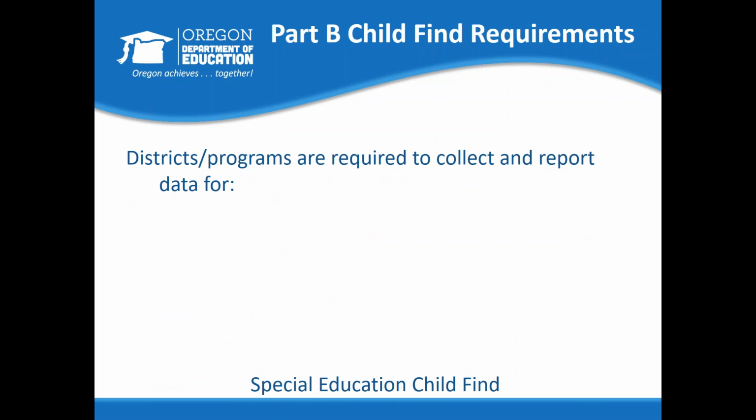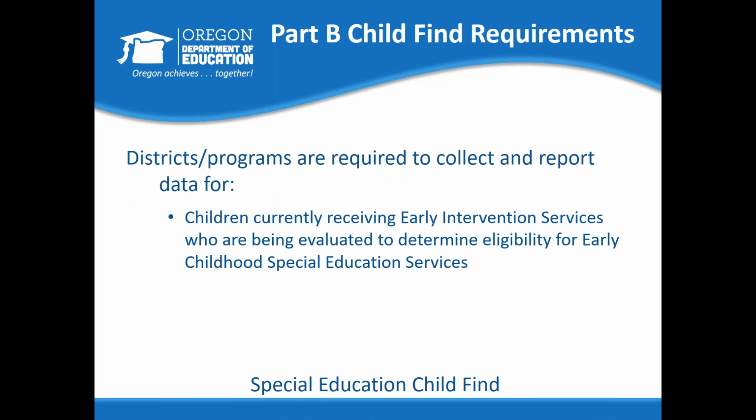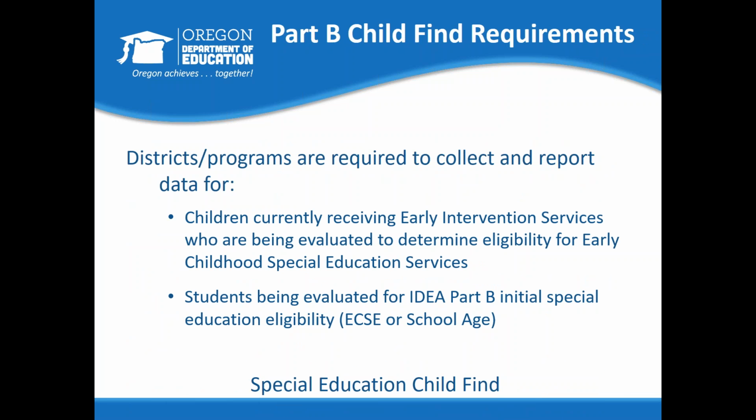So, Part B Child Find requirements. Part B is ECSE and school age. When students are receiving ECSE services and are initially evaluated for ECSE at the age of 3, they are reported on this collection. When students in ECSE are evaluated, or when school-age students K through 12 are evaluated for initial services, these are reported in this collection. All evaluations should be considered re-evaluations even when transitioning from ECSE to school age.